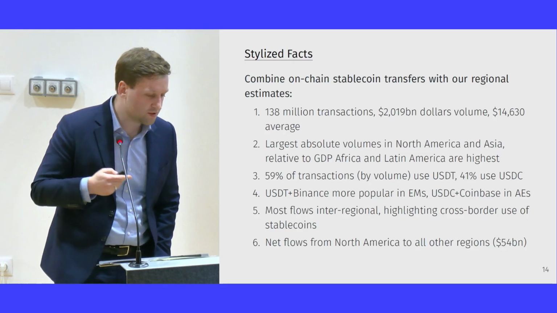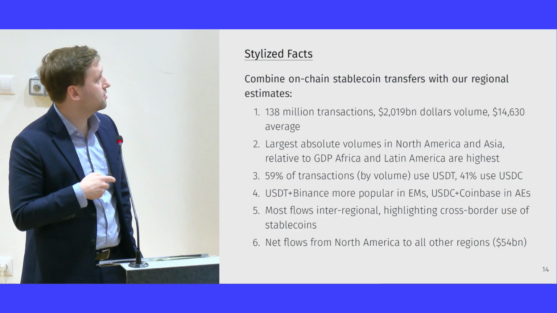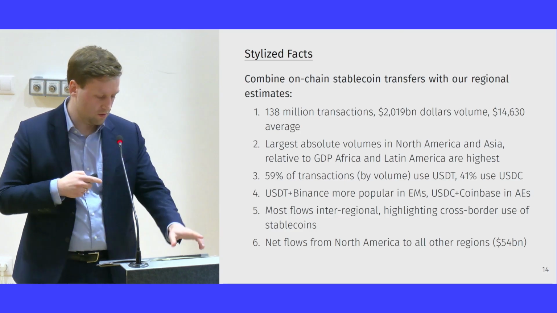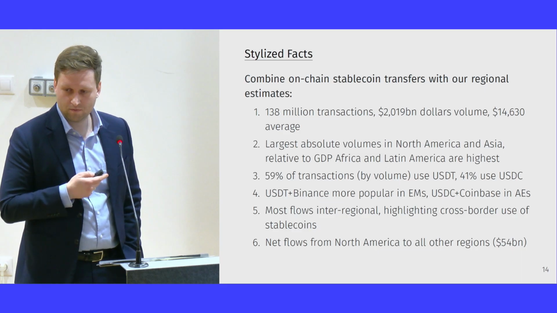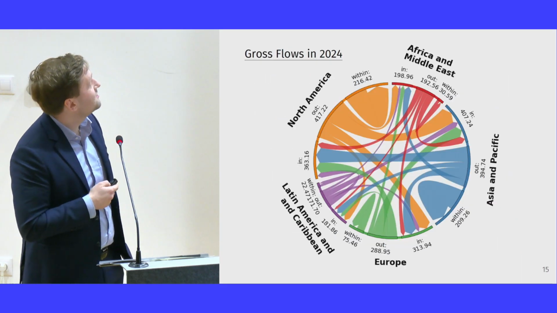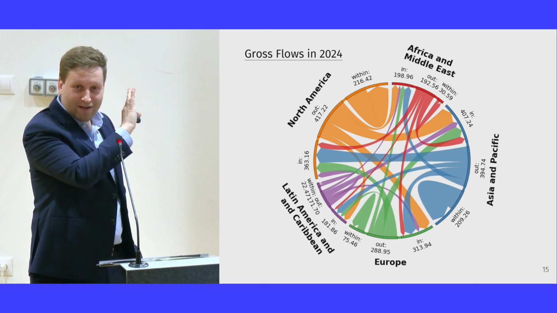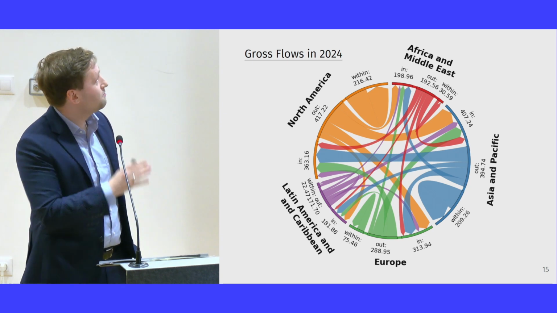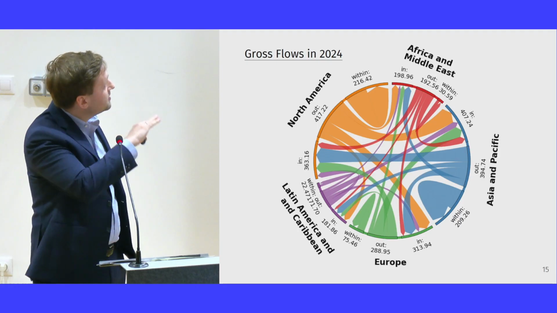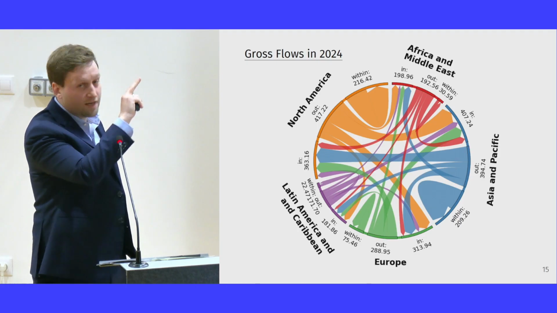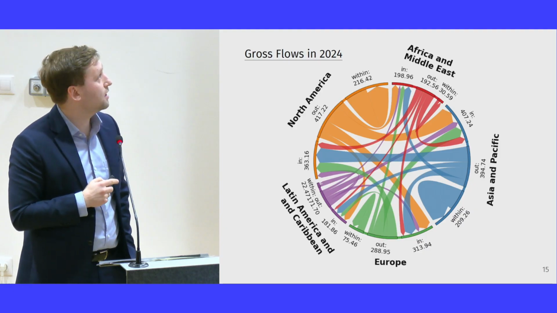Most flows are interregional, as I had said, highlighting a cross-border use of this, and net flows go from North America to all other regions. I think I still have maybe 5 minutes or something. 2.5, okay. So when you plot this, you can find the paper online. It looks a bit wild, but it's the flow diagram of everything that goes on. You see most of these things are not within the region, but they go across regions. And you see the relative sizing that I've talked about.